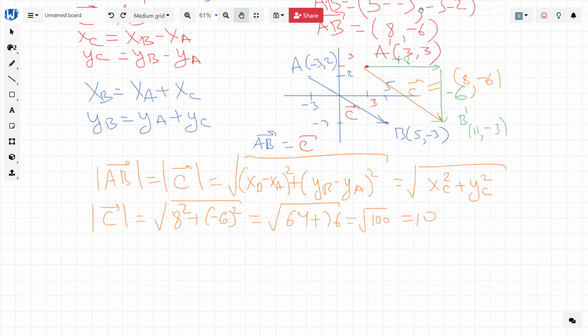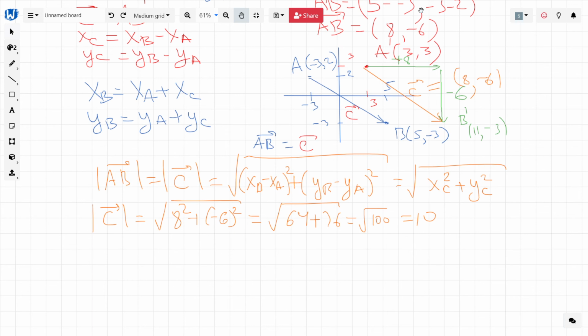The last thing I want to say: we can move our vector wherever we want in a parallel fashion, and it's still going to be the same vector with the same coordinates. One vector that is very interesting for us is the vector that has its beginning, point A, at the origin of the coordinate system. So what happens in this case?